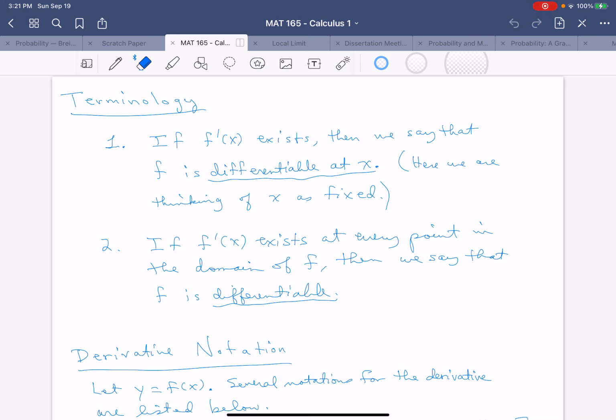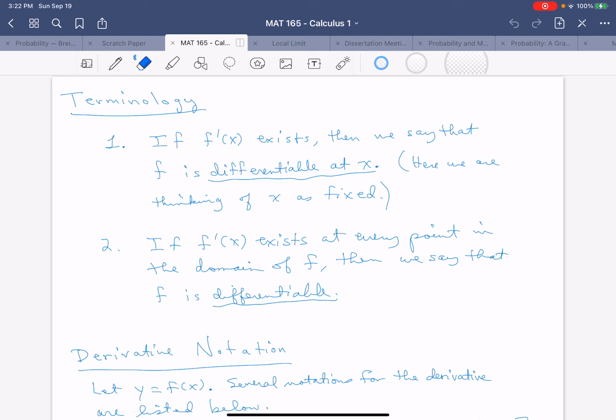So first of all, terminology, number one. If the derivative exists, so if f prime of x exists, and here again, think of x as a fixed value, any fixed real number, then we say that the function f is differentiable at x. Again, we're thinking of x as fixed. So for any fixed x, if the derivative exists there, then we say that f is differentiable at x.